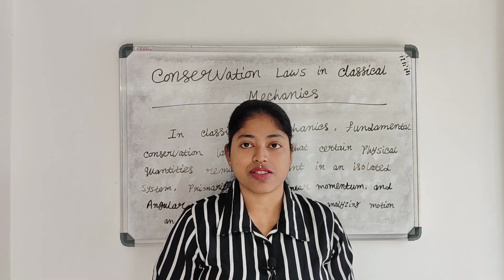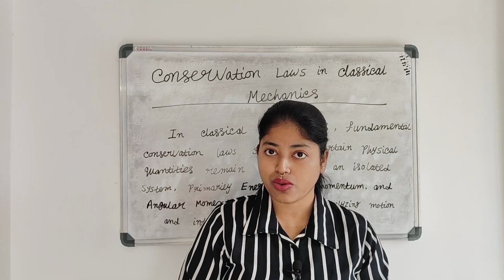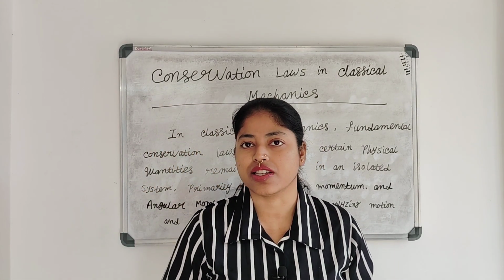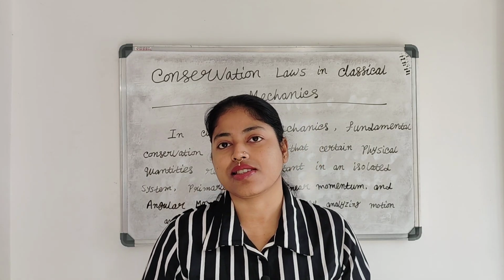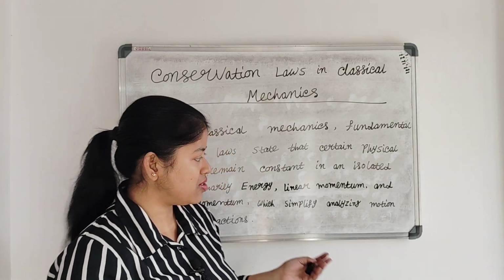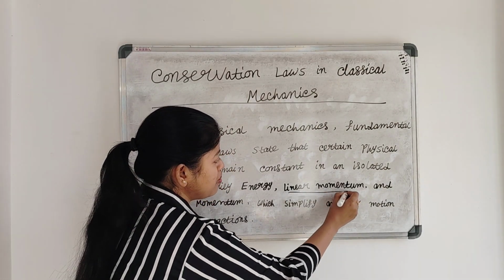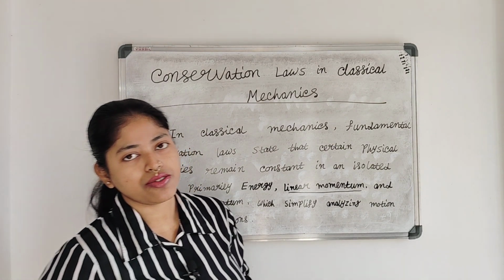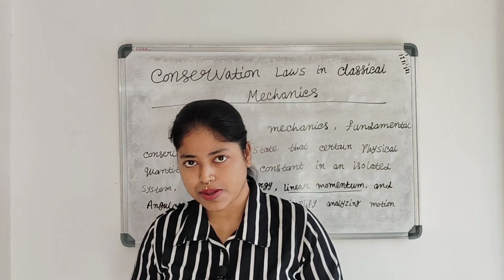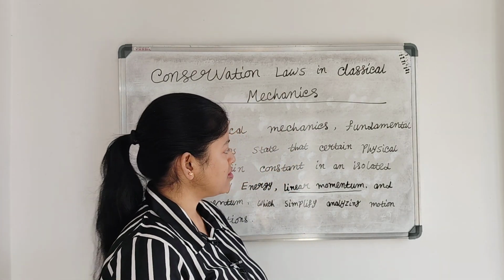In physics, a conservation law states that a particular measurable physical quantity of an isolated physical system remains invariant, or doesn't change, as the system evolves over time. There are many conservation laws in classical mechanics, and we're going to start with the conservation of linear momentum. The conservation of linear momentum in classical mechanics implies the homogeneity of space. So first we're going to discuss the homogeneity of space.